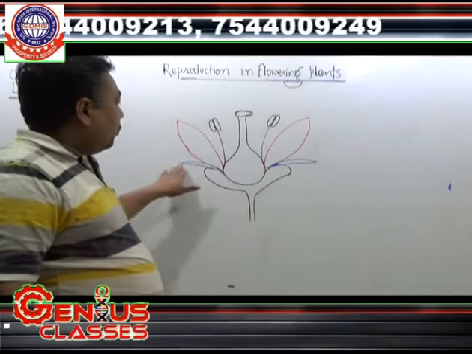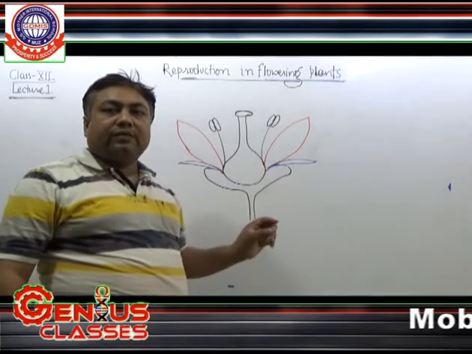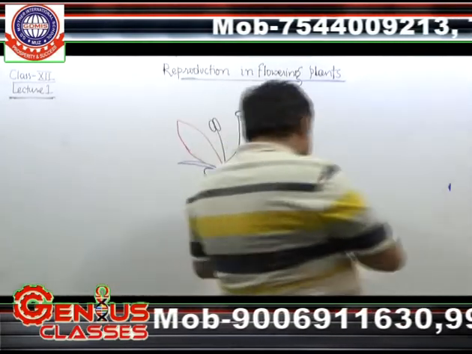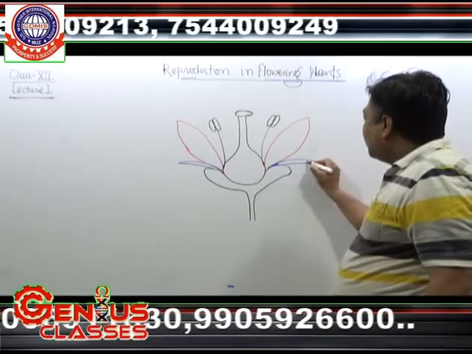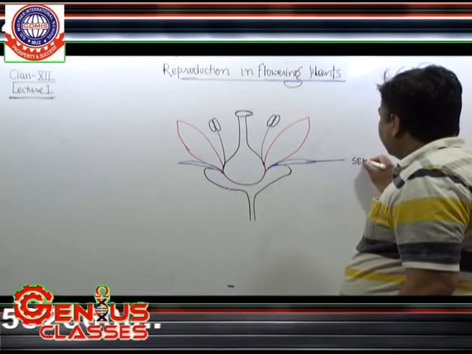So, there are four walls. The outer wall is made up of sepals, which is called calyx. The outermost wall is called sepal. Generally it is green in color.